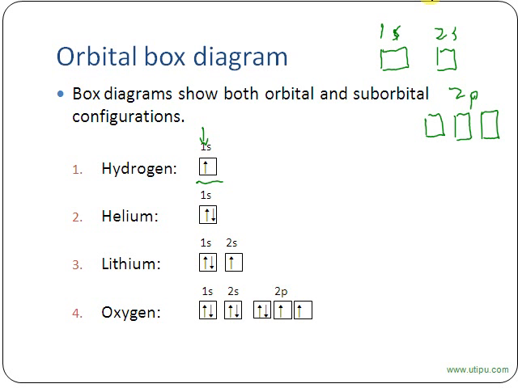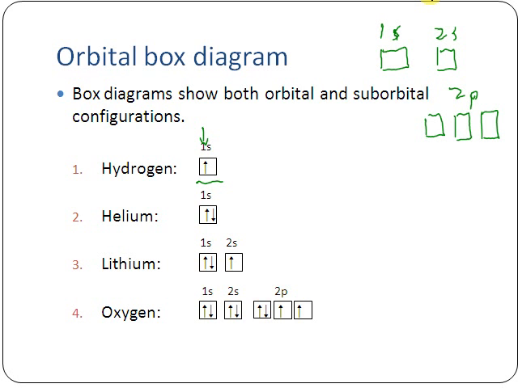For helium, helium has 2 electrons in the 1s. Since it's 2 electrons, there'll be 2 arrows. But the arrows have to be different, you can't fit 2 spin up or 2 spin down electrons in the same suborbital. One of them has to be up, the other one has to be down, and so that's how you set that up.